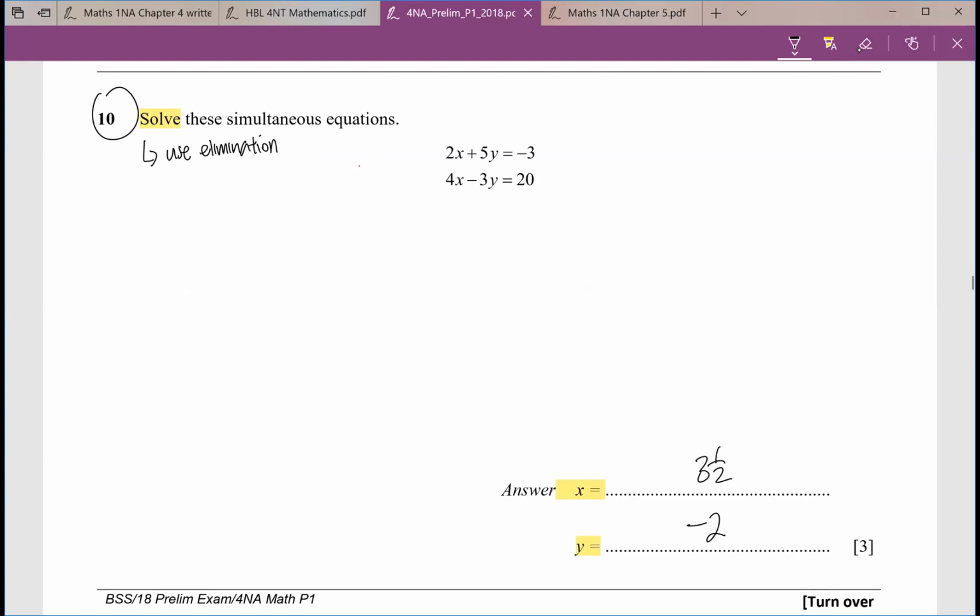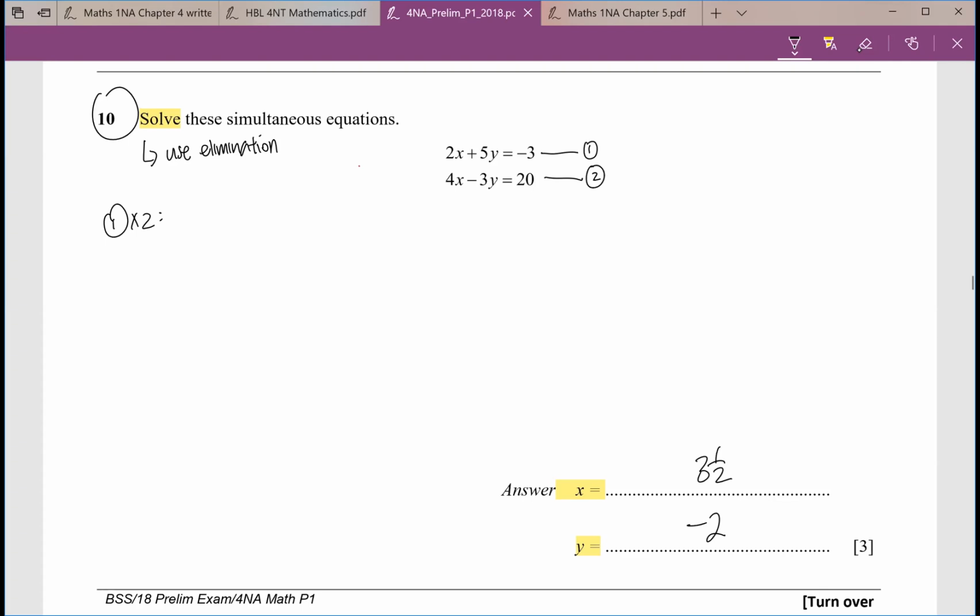Okay, so I want to use elimination. So first thing is I label first. Equation 1, equation 2. Now you tell me what to do. What should I do first? Now we make the number beside x the same. So times what? Times 2. First equation times 2. Then what do I get?